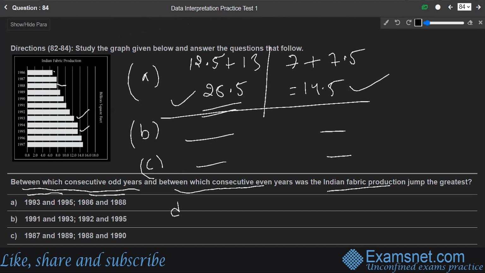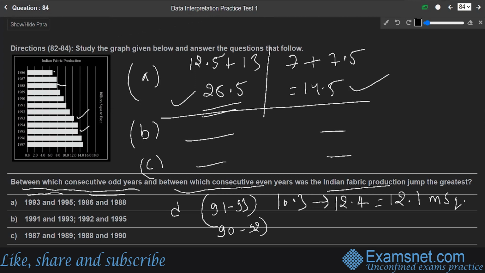If we check these values, we can see between 91 and 93, the value has gone from 10.3 to approximately 12.4, as you can see by the graph, which is approximately a 2.1 billion square feet jump. And if you see the jump from 90 to 92, it has been from 9.2 to 11.4, which is somewhere close to 2.2 billion square feet.